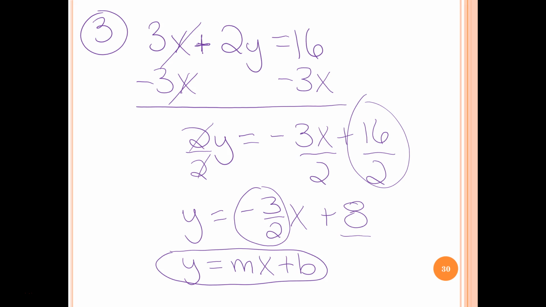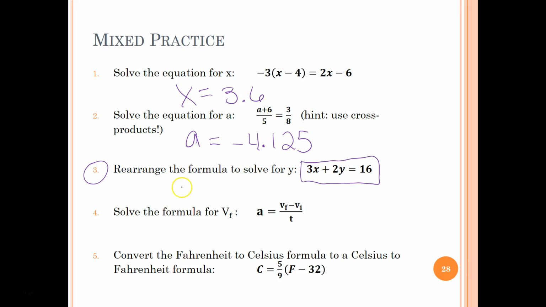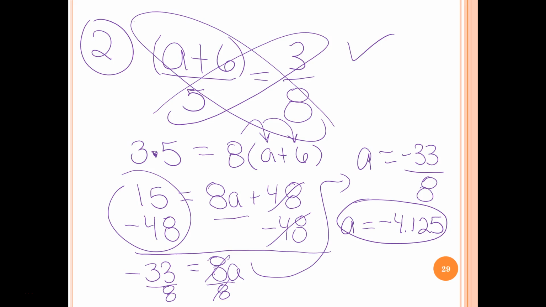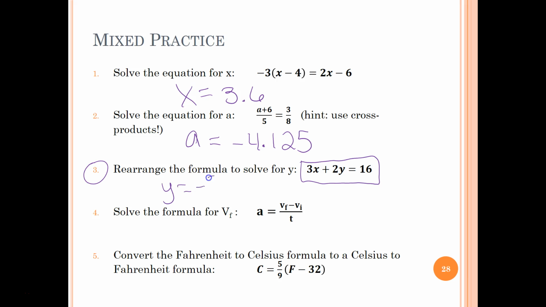So let's just go back and write our answer. Y equals negative 3/2 x plus 8. All right, so we are getting there.